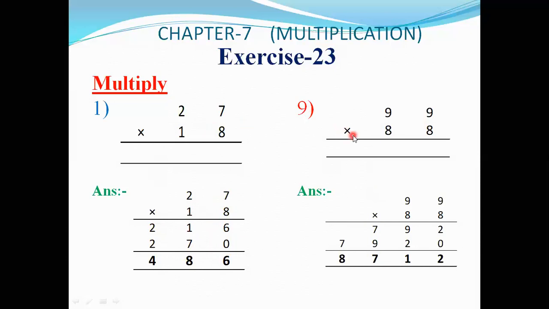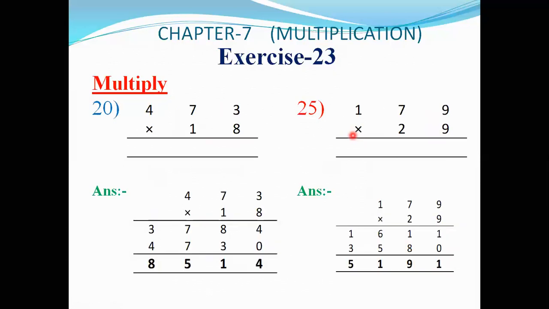And this is another example, question number 9. This is the same question. The process will be the same as in the previous examples. Now, we go to the next question. Here is question number 20. 473 multiplied by 18.